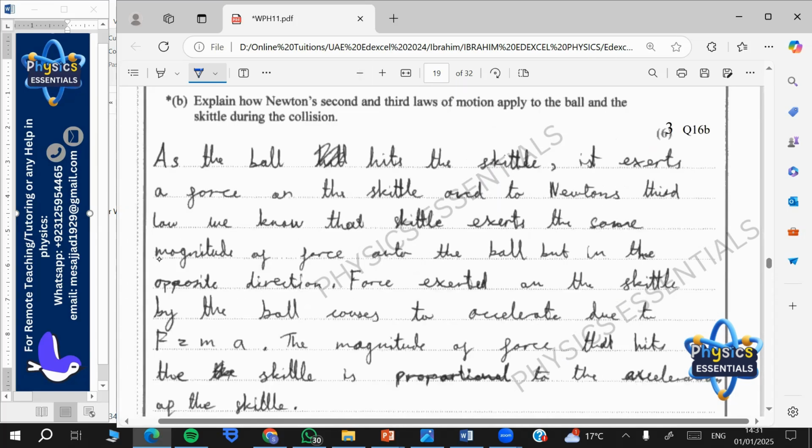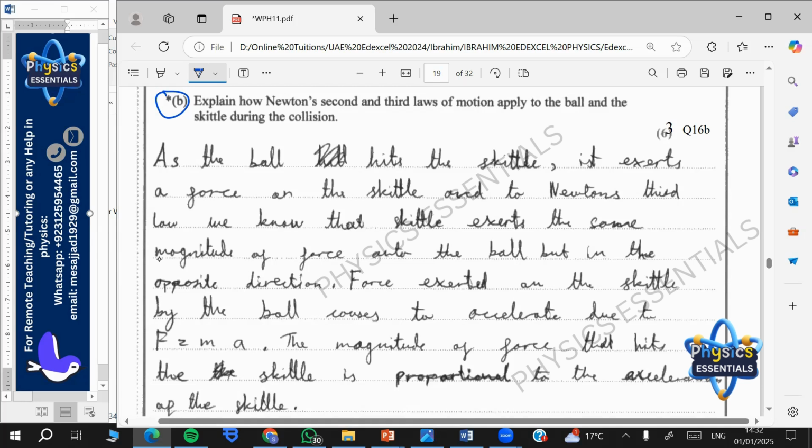Explain how Newton's second law and third law of motion apply to a ball and the skittle during the collision. In these questions, you have to remember if you answer 10 by 10 correct, but not in a logical sequence, for example, you are explaining something which happens in later stages earlier, then you will not gain marks. You have to explain the question and its answer in a logical sequence. You cannot explain things which are happening later on at an early stage.